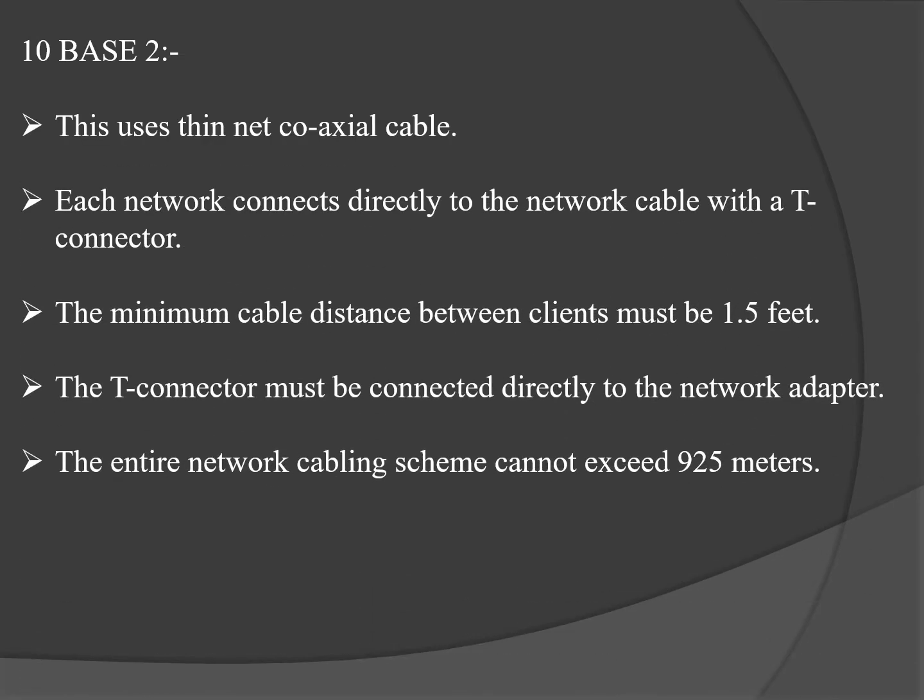Now let's understand. This uses thin net coaxial cable. Each network connects directly to the network cable with a T connector. We call it a BNC T connector. The minimum cable distance between clients must be 1.5 feet, that is between two computers. The T connector must be connected directly to the network adapter. We are not at all using any other source in order to make the connection. Directly the T connector will be connected to the adapter card. The entire network cabling scheme cannot exceed 925 meters. So the limitation is just 925 meters.